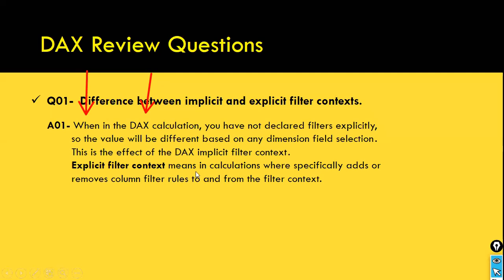Explicit filter context means in calculation. See, total sales is equal to sum of sales amount. This is the explicit. We have defined it. All right. So in the implicit case, we have not declared any filters explicitly. The value will be different based on any dimension field selection. This is the effect of DAX implicit filter context.